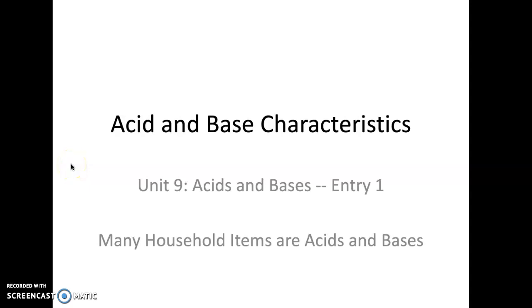Here it is, guys. Entry one of our last unit, acids and bases. And we're just talking about characteristics today, because many household items are acids and bases, just connecting this to daily life, talking about what makes them special from a chemistry perspective.